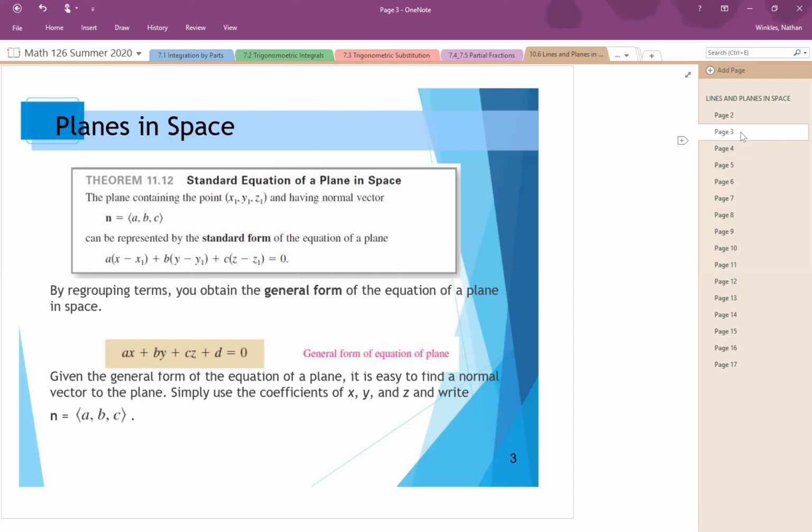Given the general form of the equation of a plane, it's easy to find a normal vector to the plane. Simply use the coefficients of x, y, and z to write n equals ⟨a, b, c⟩.